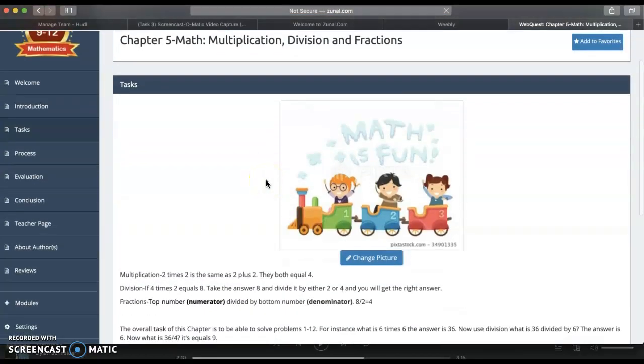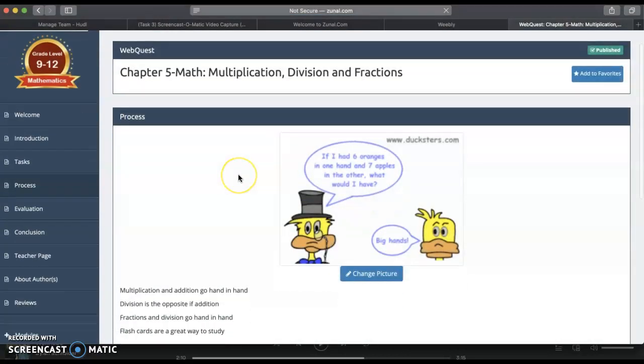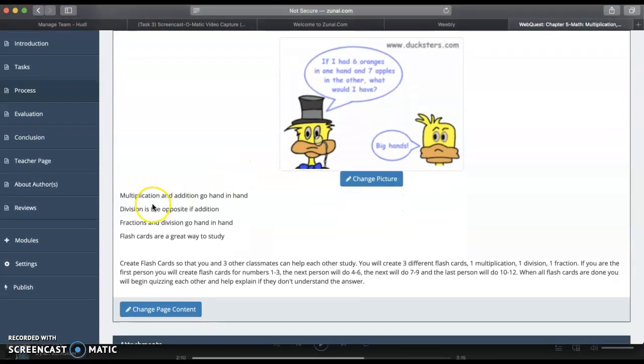the tasks: how does multiplication work, how does division work, what are fractions. Keywords: numerator and denominator. The process: multiplication and addition go hand in hand, division is the opposite of multiplication, I'll change that, fractions and divisions go hand in hand, and then flashcards are a great way to study.